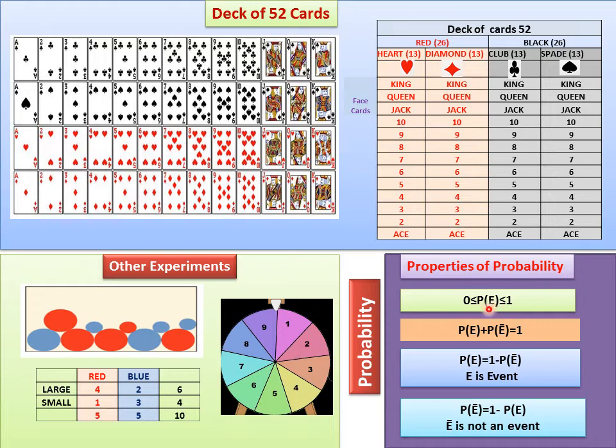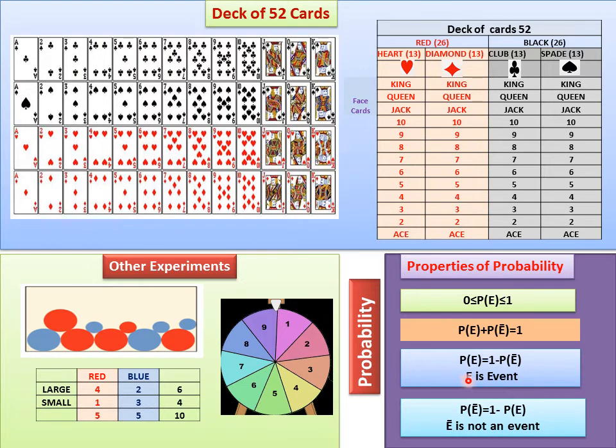As we have already discussed, the probability of an event lies between 0 and 1, and may even be equal to 0 or 1. So the probability of an event is greater than or equal to 0 and less than or equal to 1. The sum of the probabilities of an event and its non-occurrence is equal to 1. So P(E) plus P(not E) is equal to 1.